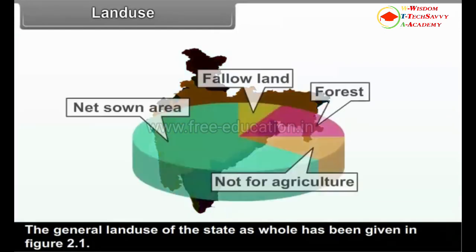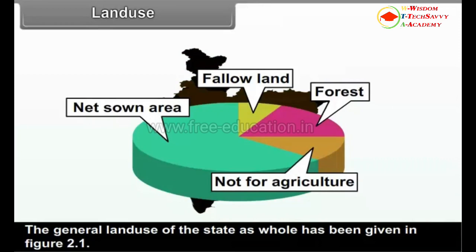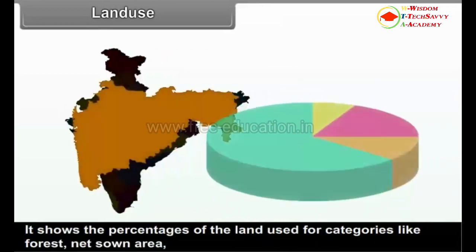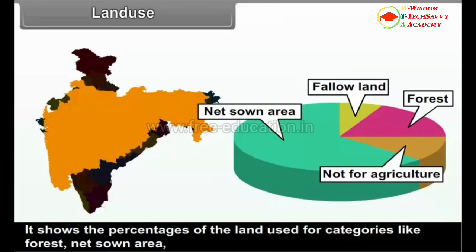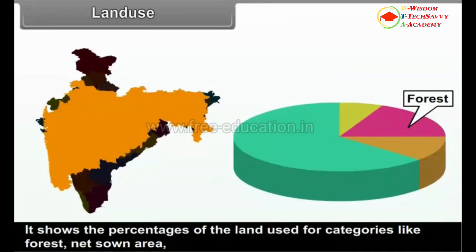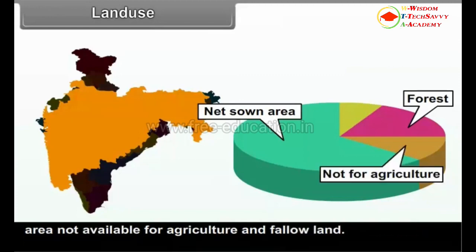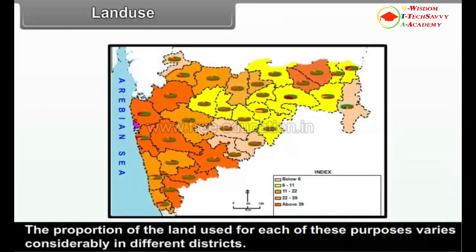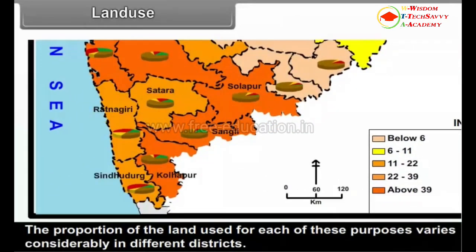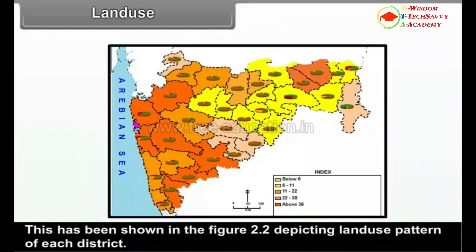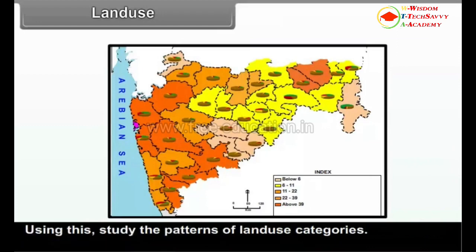The general land use of the state as a whole has been given in figure 2.1. It shows the percentages of the land used for categories like forest, net sown area, area not available for agriculture, and fallow land. The proportion of the land used for each of these purposes varies considerably in different districts. This has been shown in figure 2.2, depicting land use pattern of each district. Using this, study the patterns of land use categories.